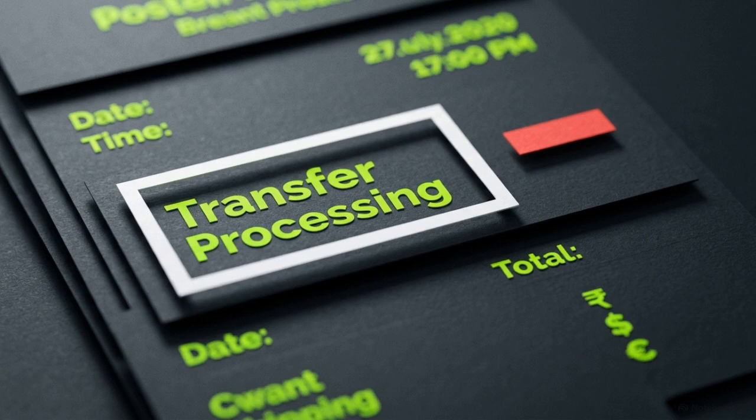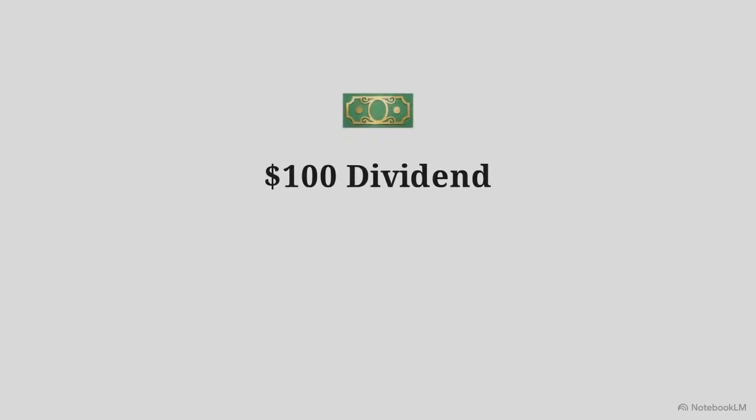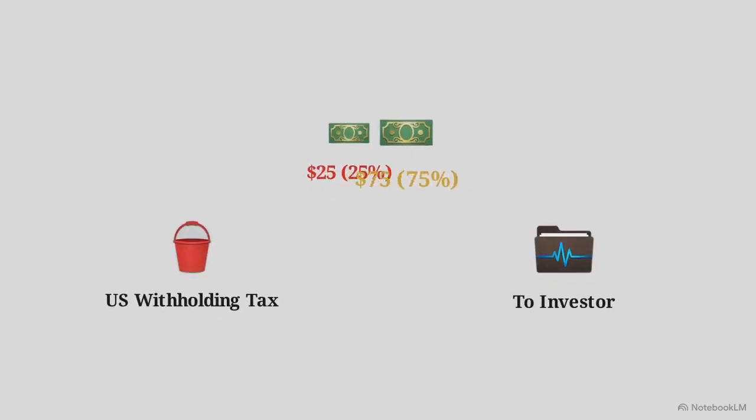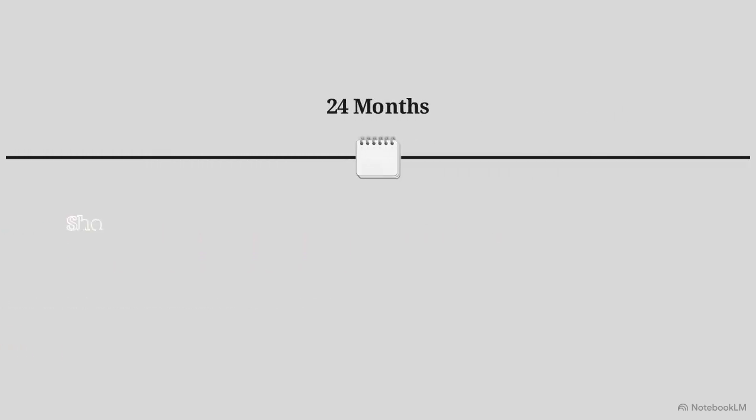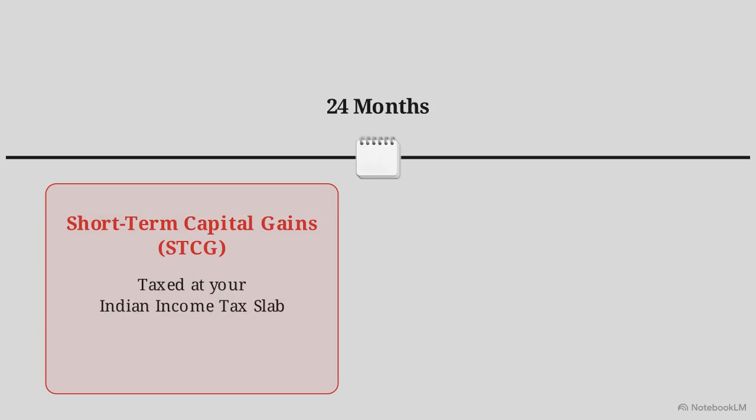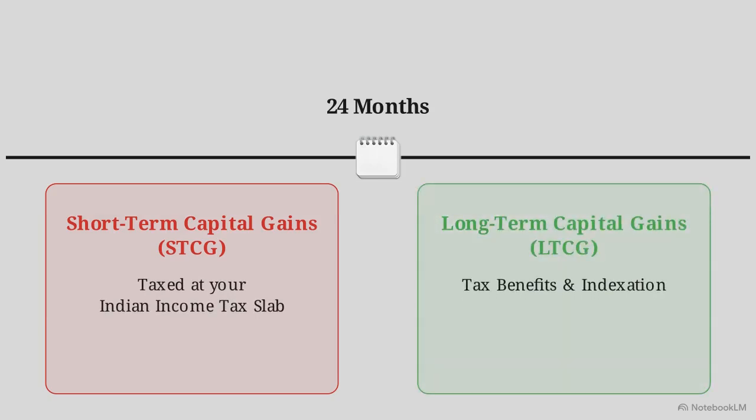Be aware that DriveWealth charges a flat $11 fee for every withdrawal. When a U.S. company pays a $100 dividend, $25 is withheld for taxes, claimable as a credit in India. For capital gains, selling before the 24-month mark taxes profits at your standard slab. Holding longer unlocks long-term capital gains.